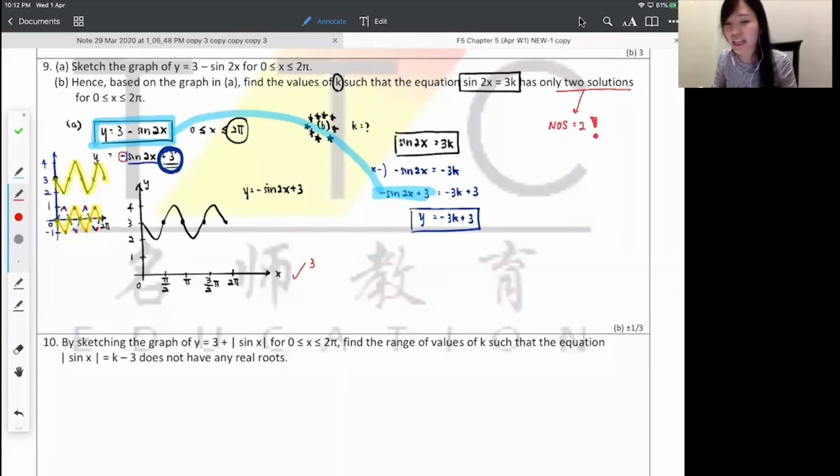You cannot write 3k instead of negative 3k, because it's negative 3k. When you multiply by negative, you must multiply everything by negative.